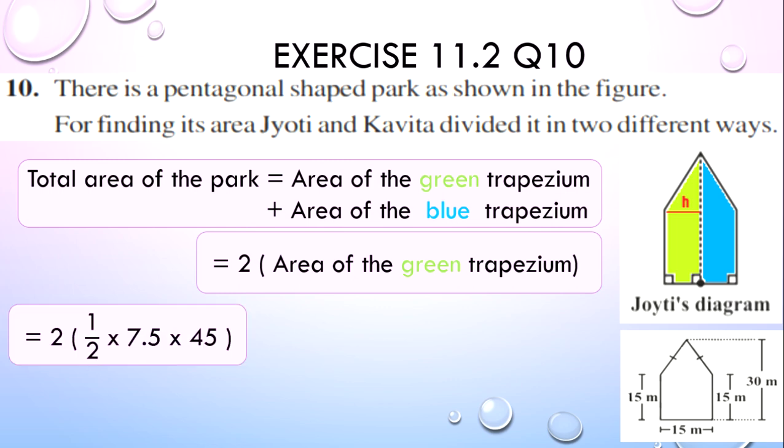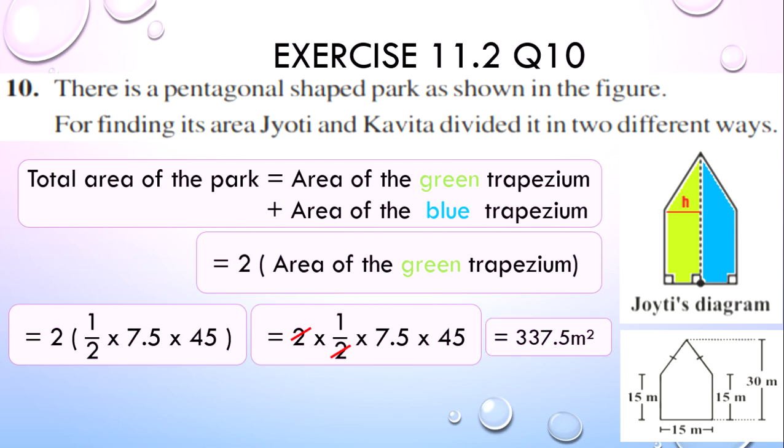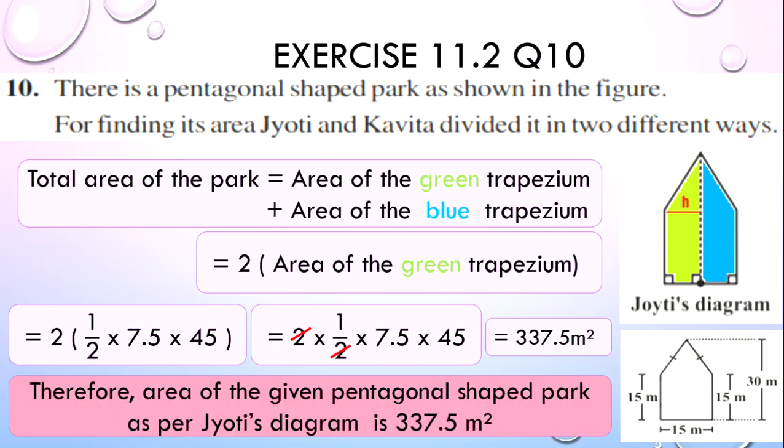So you can write 2 into, already you have written the area of the green trapezium as half into 7.5 into 45. So 2 and 2 can be cancelled. So you will get 7.5 into 45, which is equal to 337.5 meters square. Therefore, area of the given pentagonal shaped park as per Jyoti's diagram is 337.5 meters square. Now you have to do according to Kavita's diagram and get the same answer.